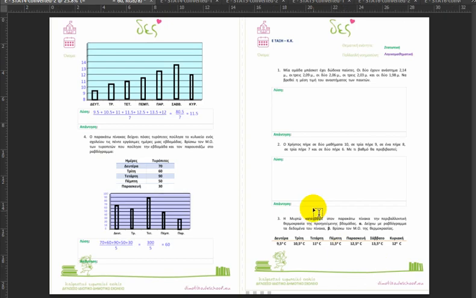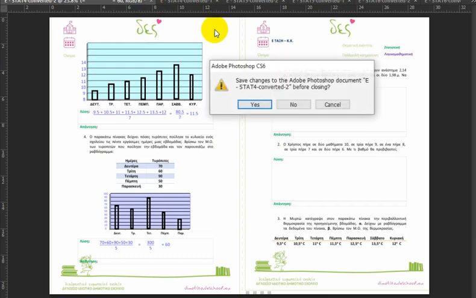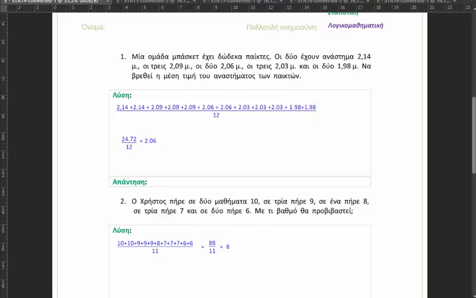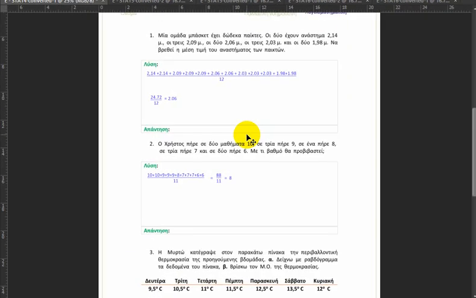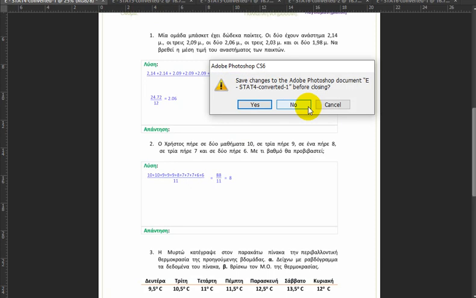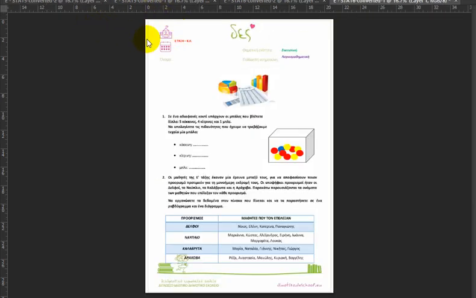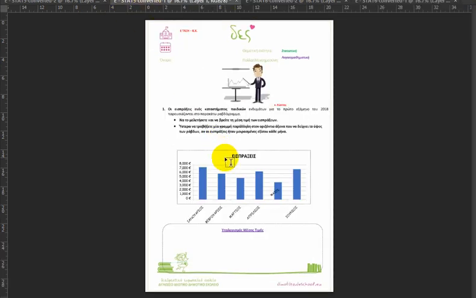There is your worksheet. Feel free to pause the video if you need to correct. We are moving on. So let's move on. Here's the next exercise.